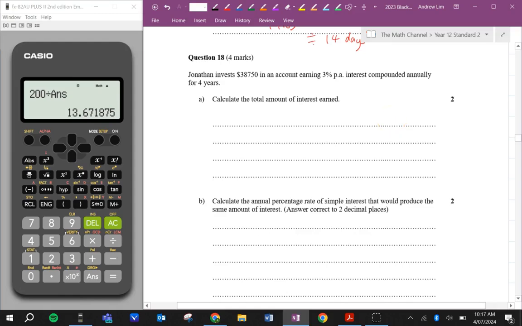Right, question 18. Jonathan invests $38,750 in an account, earning 3% per annum interest compounded annually for 4 years. Calculate the total amount of interest earned. So this is compound interest, so I'm using my future value formula. Compounded annually, so I don't need to divide that 3% by anything, to the power 4.